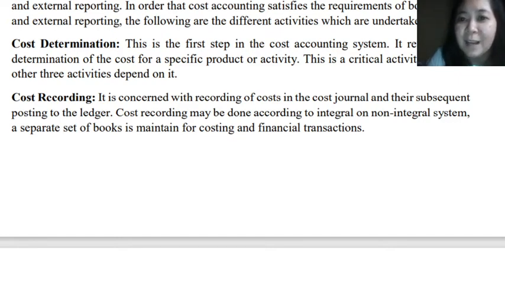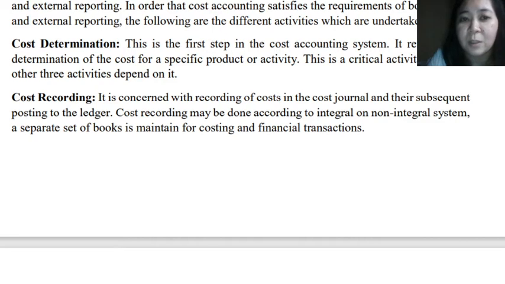Aside from the cost determination, of course, it follows, because we are talking about accounting here. The next priority is whether it is recordable or not. So it will come into the second activity, which is cost recording. Cost recording is concerned with recording the cost in the books of accounts. Of course, we have here the cost journal, and we also have the ledger.